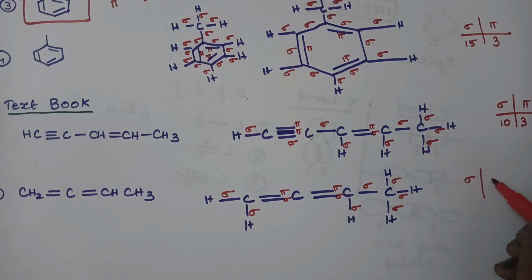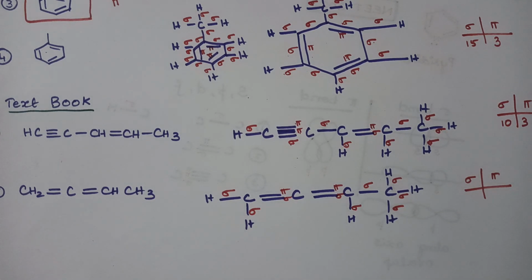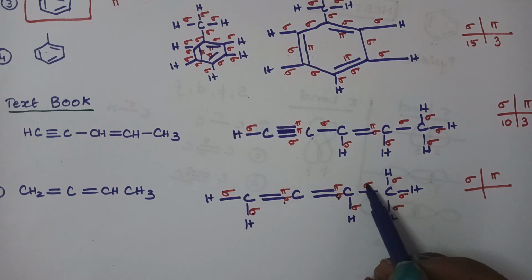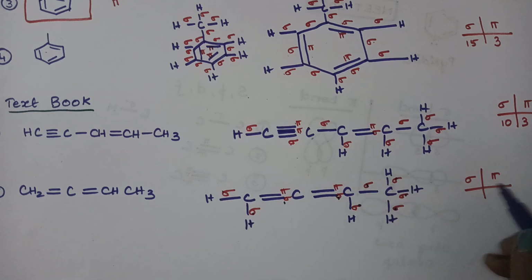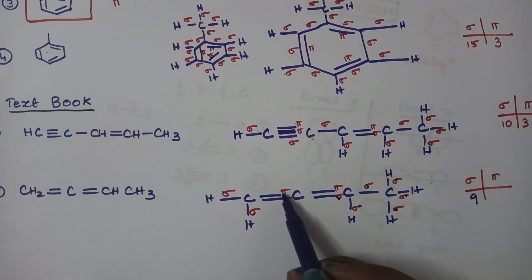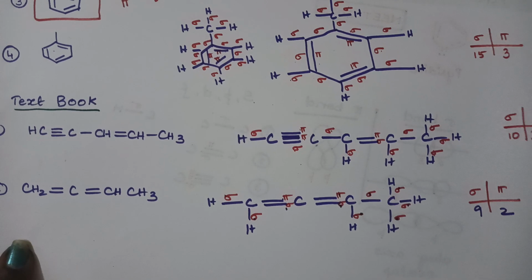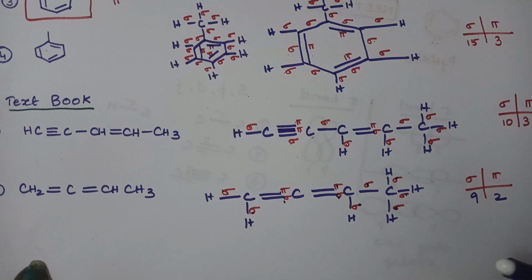So the number of sigma and pi bonds you can write here. 1, 2, 3, 4, 5, 6, 7, 8, 9. So there are 9 sigma bonds, 1, 2. So there are 2 pi bonds. So this is the question which is given in the textbook.